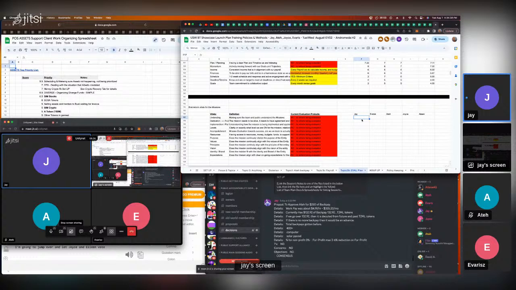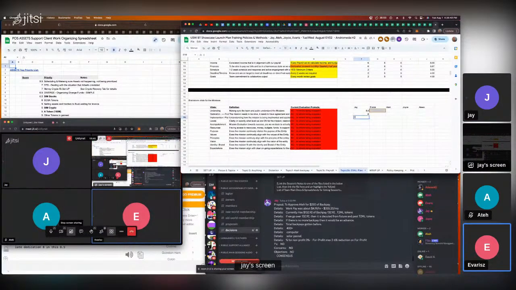So understanding, I would say this is 8. Dedication, 8. Implementation. Yeah. Levels. 7. 2.5.